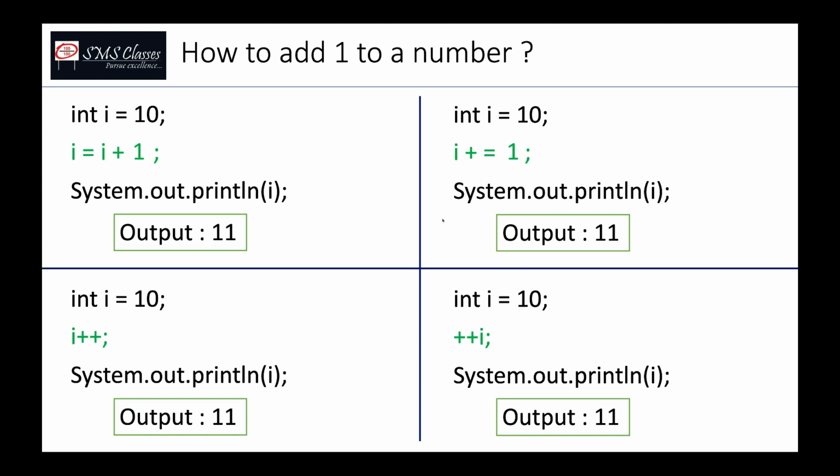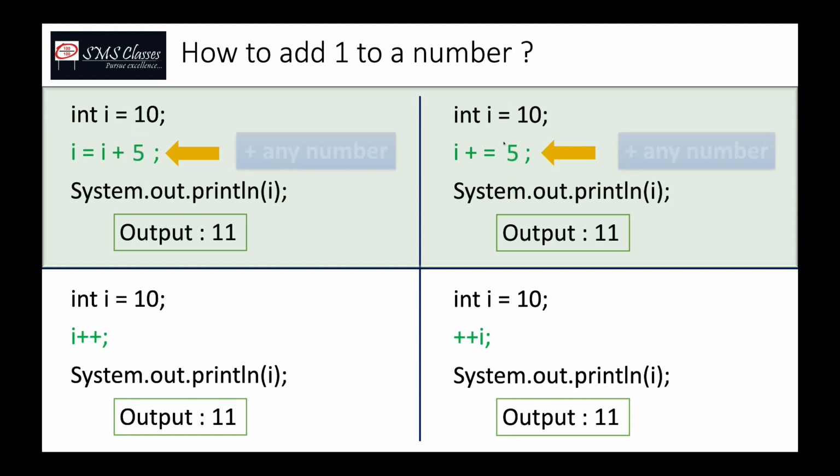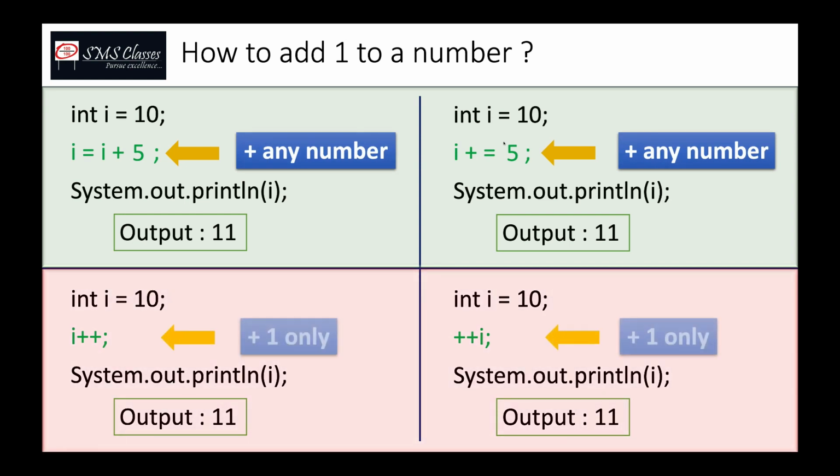So there are four different ways you can add 1 to a number. Right now you don't see the difference between I plus plus and plus plus I because both are giving 11 as the output. I will explain the post and pre-increment difference in a bit. Among these four, the top two are your normal mathematical addition. So not only plus 1, plus 2, plus 3, plus 5, any number you can add. Whereas increment operators, that is post and pre, are meant to add only 1 to a number.